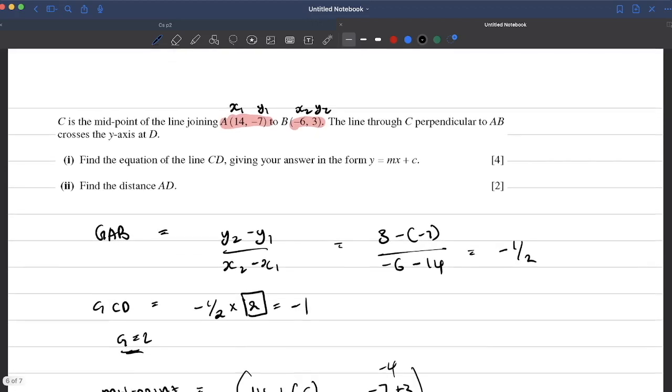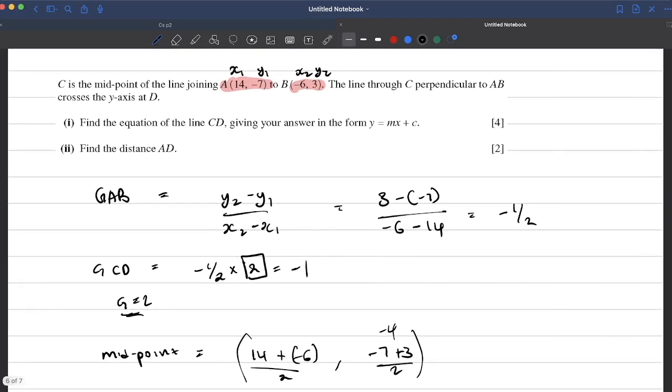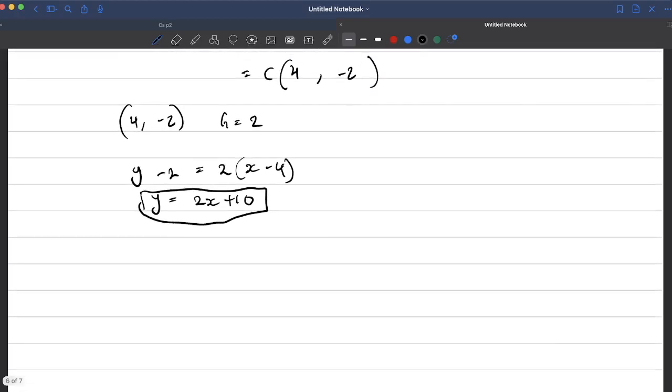Now, how can we find the coordinates of D? We can find the coordinates of D because they've told us it crosses the y-axis at D. So if it crosses the y-axis, that means x is 0. So y equals 2(0) plus 10. So y equals 10. So the coordinates for D will be 0, 10.